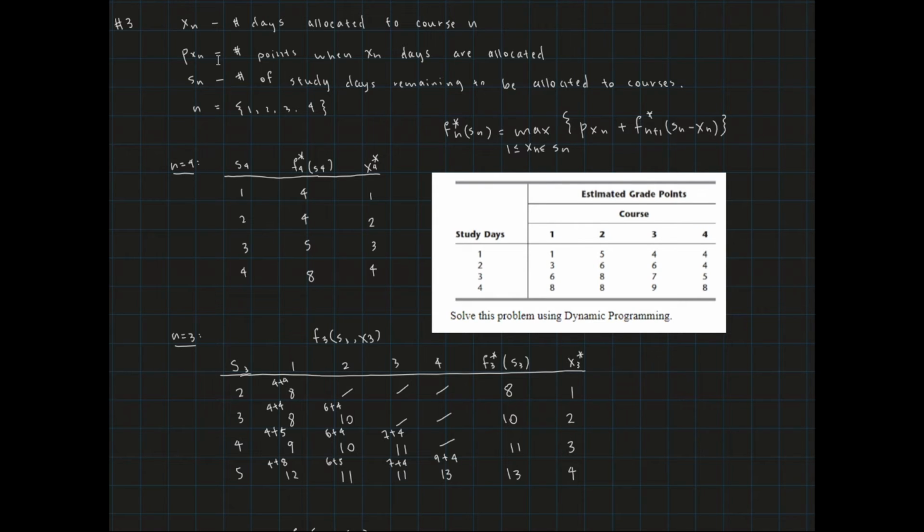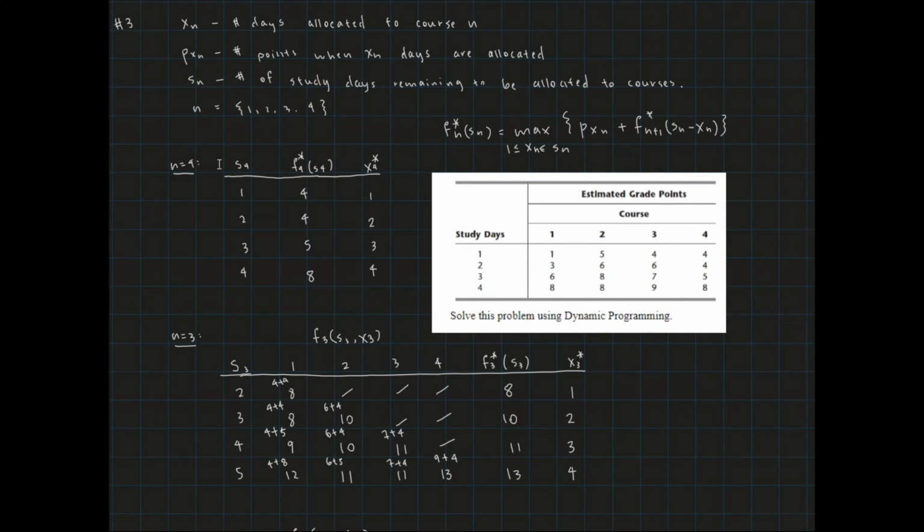And I want to define our decision variable before I touch on this variable here, which is a little bit more different in this problem compared to other dynamic programming problems. Xn is our decision variable, and we're using it to represent the number of days allocated to a particular stage or course in this case. And therefore, associated with xn is the variable pxn, which I define as the number of points associated to when xn days are allocated to stage n.